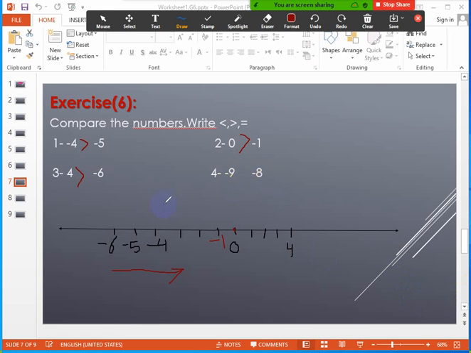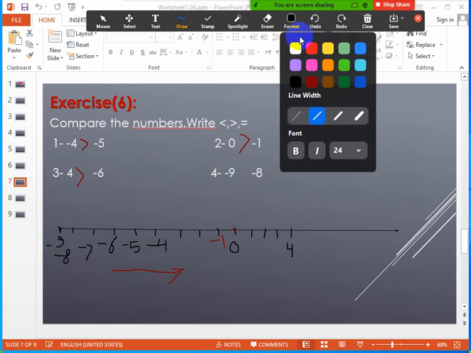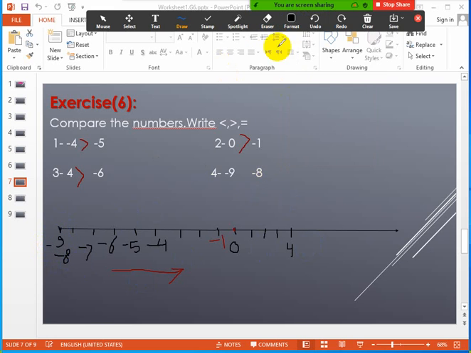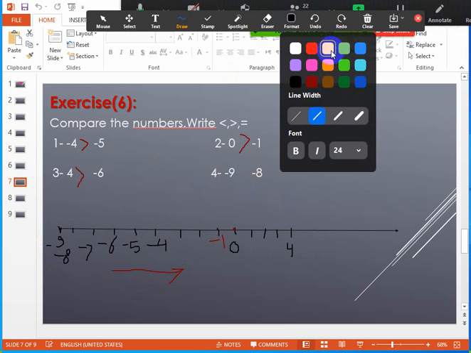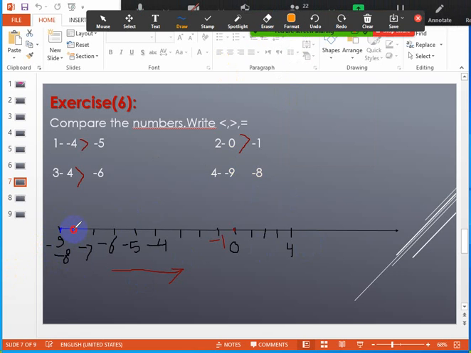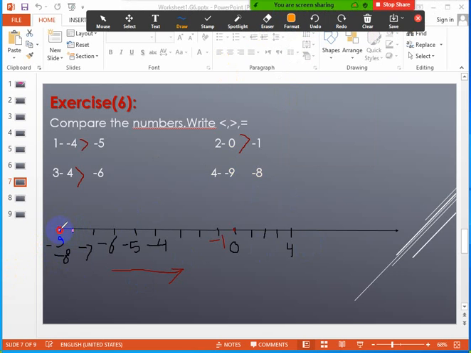Now, negative 9 and negative 8, if I want to locate those numbers on the number line, this is negative 7, this is negative 8, and this is negative 9 here, right here. This is negative 9. And if I want to locate negative 8 and negative 9, this is negative 8 and this is negative 9. Okay.